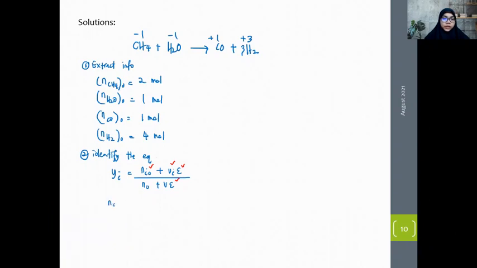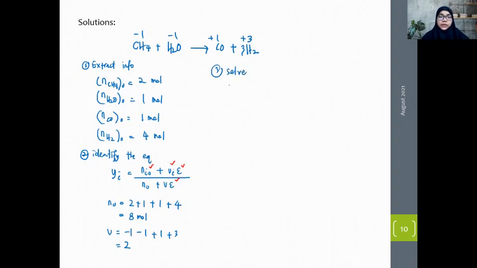So N naught equals, what is N naught? 2 plus 1 plus 1 plus 4, so equal to 8 moles. And next is v. v is minus 1 minus 1 plus 1 plus 3, so we have 4 minus 2, which is 2. Next, the third step is to solve.